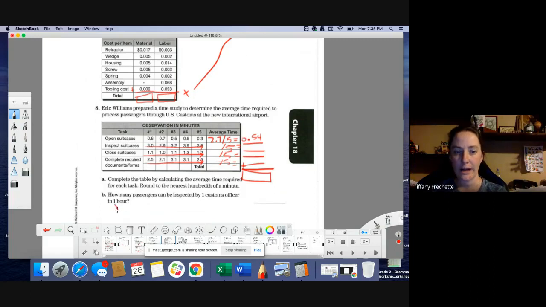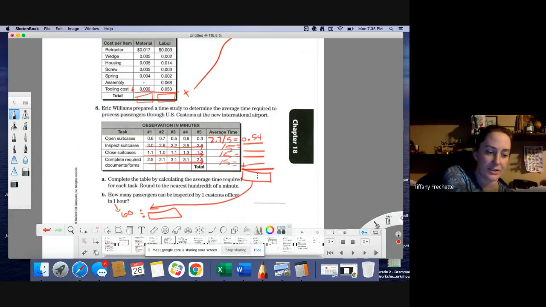So if we're looking at 1 hour, we have 60 minutes in an hour. And then we want to take this number and divide by this number, right? Because that tells us how many people can actually go through customs at that one point. I'm doing this on the calculator on my phone for whatever reason. All right. So we just divide 60 by our total time here, and that will give you your answer here for how many passengers can actually be inspected by one customs officer in 1 hour.